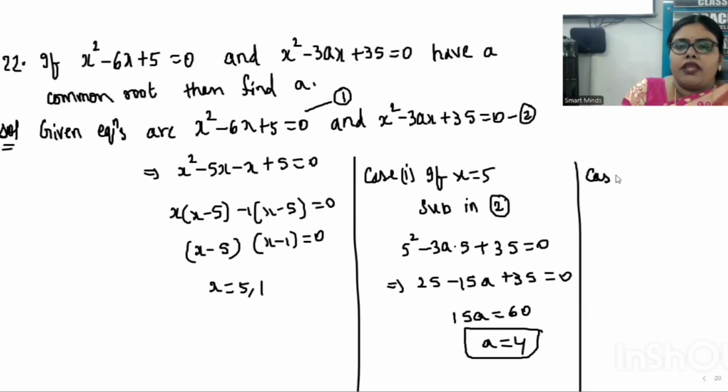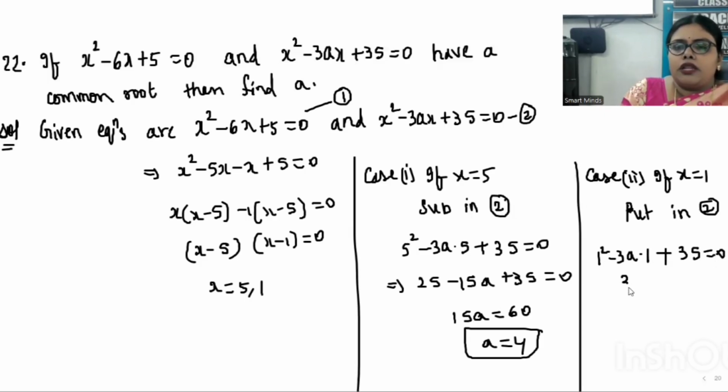Now the same way case 2. Case 2 is if x is equal to 1. Now put x is equal to 1 in equation number 2. So you get 1 square minus 3a into 1 plus 35 is 0. So 3a is equal to 36. a is equal to 12. So therefore a values are either 12 or 4.